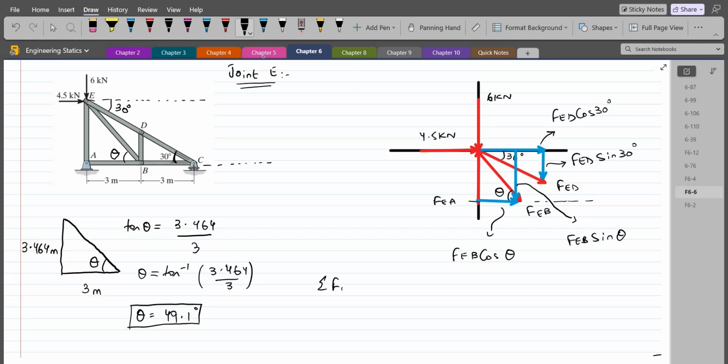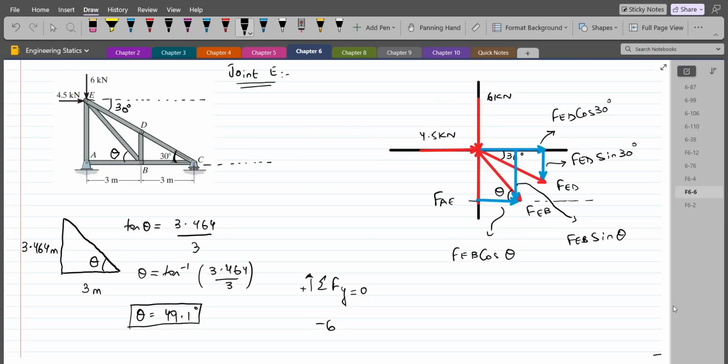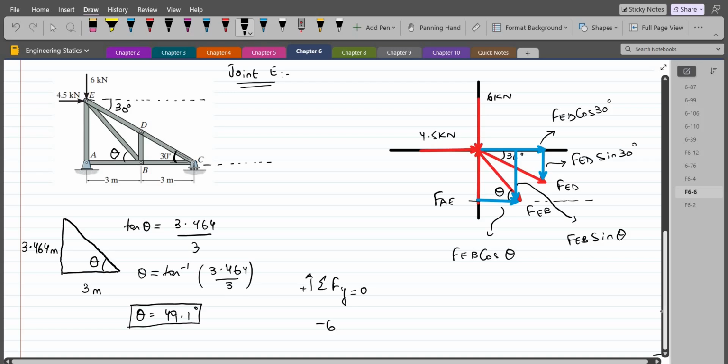So we have summation of forces in y direction equals to 0. I'm considering up direction as positive. So we have this negative 6 kilonewton force, and we have a force FEA. I should call it FAE because earlier we have used the term FAE. So I should keep it the same. So FAE. Plus FAE minus FED sin 30 minus FEB sin theta, and theta is 49.1 degrees equals to 0.